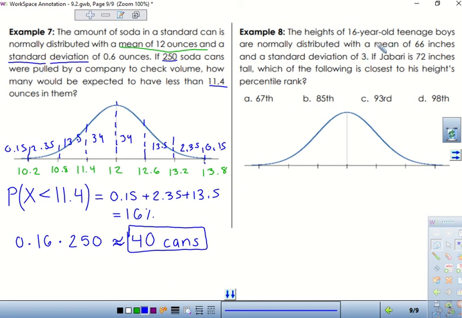So heights of 16-year-old teenage boys are normally distributed with a mean of 66 inches and a standard deviation of 3. That means that's what the standard deviation is, how much they deviate from the mean, the norm. So we put in all of our values. Everybody's good with that step, right? And then we put in our percentages: 34, 34, and so on.